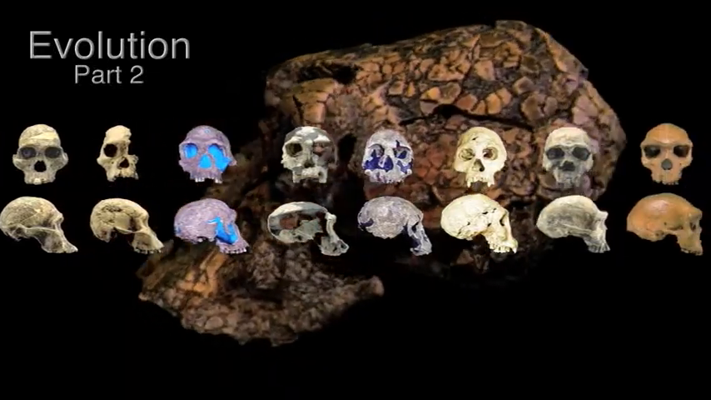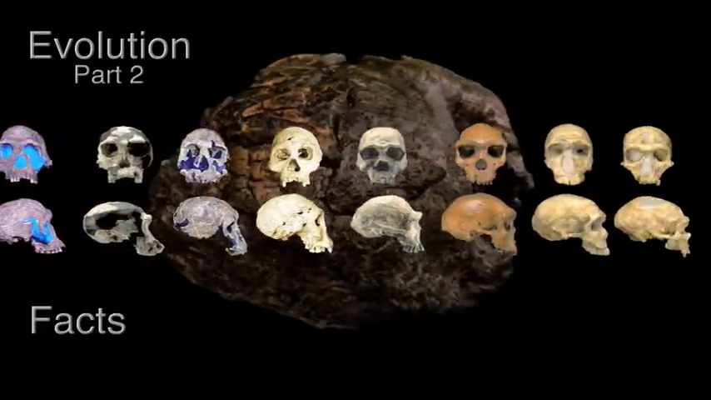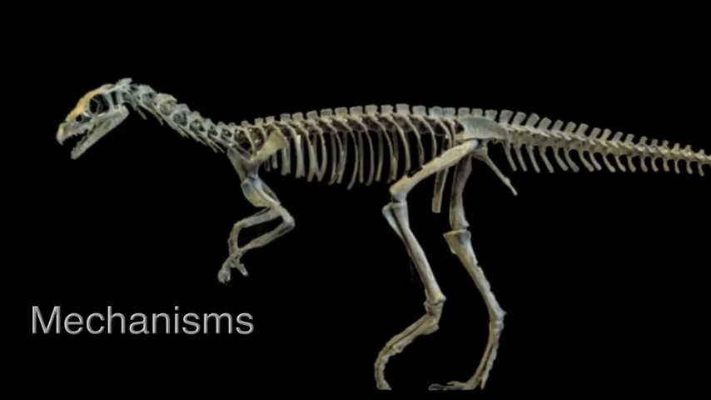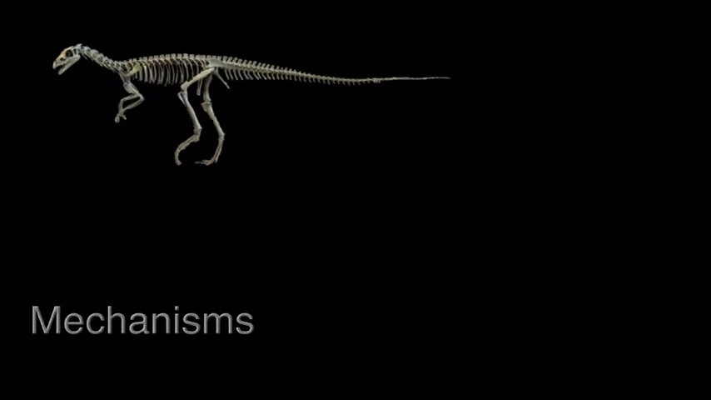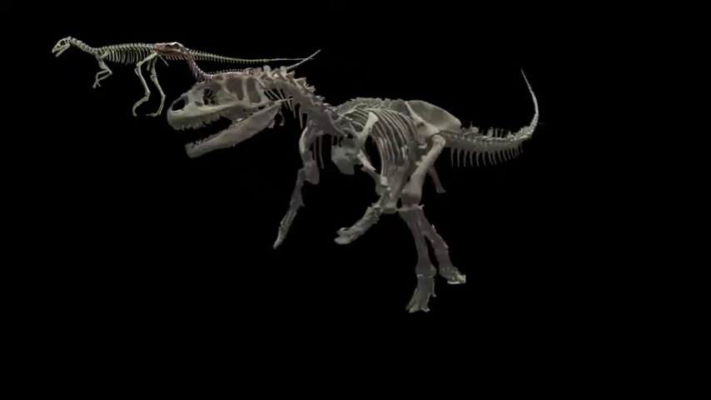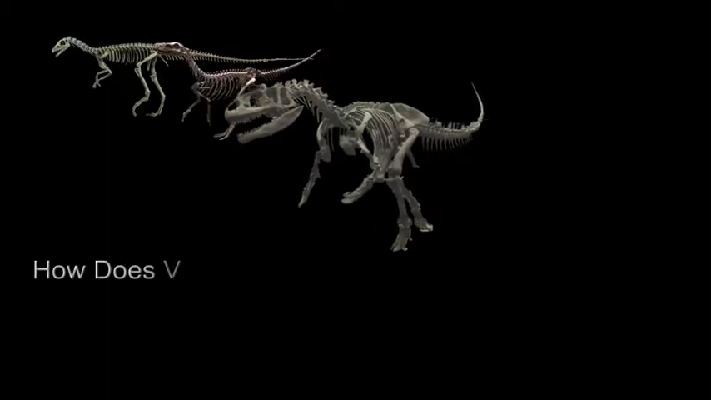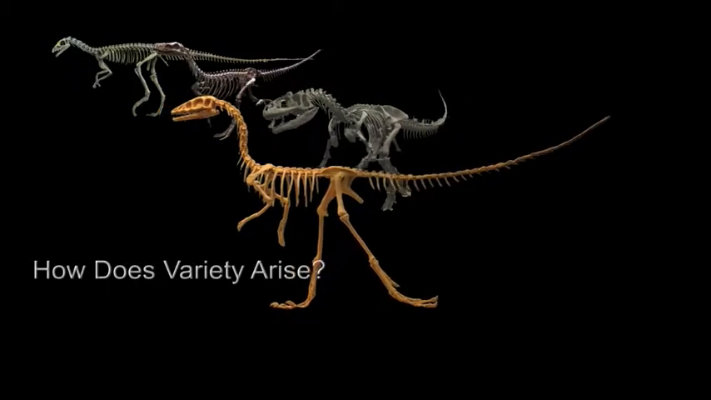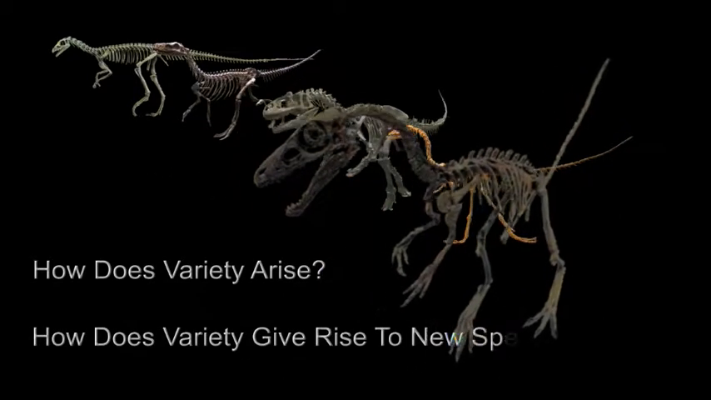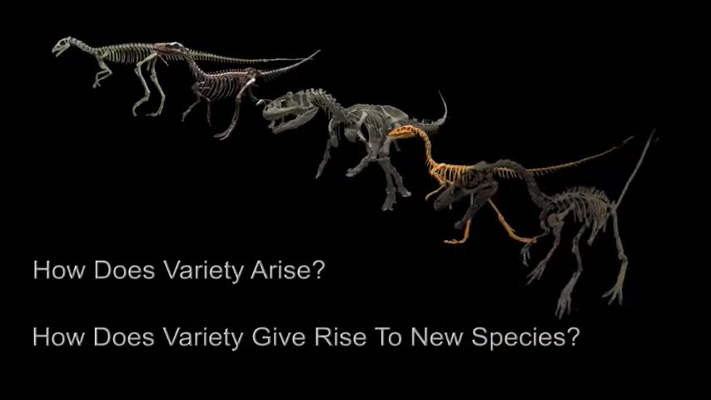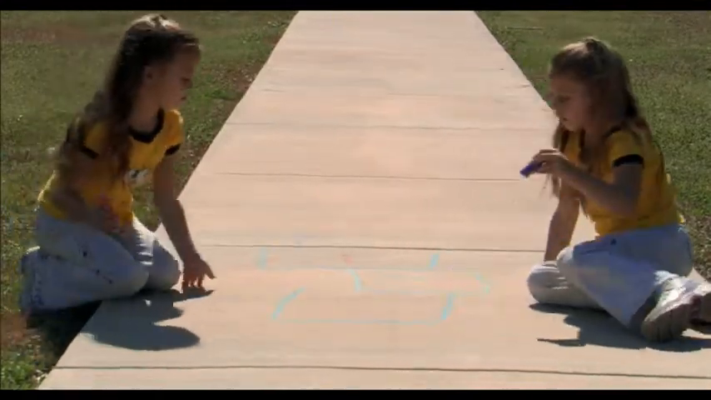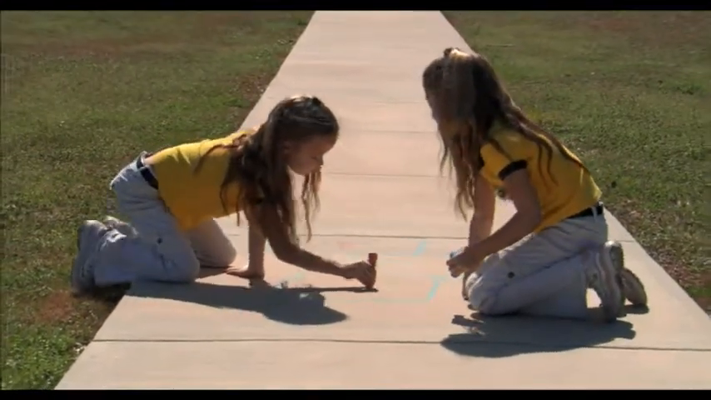In part 1 of our story of evolution, we demonstrated the facts of evolution. In part 2, we will explore the mechanisms. And to do that, we need to ask and answer just 2 questions. How does variety arise in the genomes of individuals in a group? And how does that variety give rise to new species? The first question is probably easier to answer, so let's work on it first.